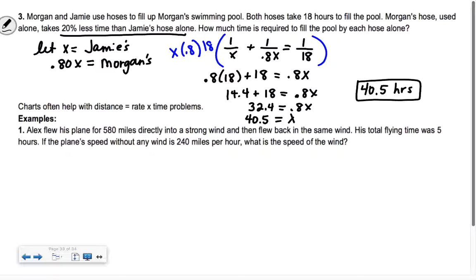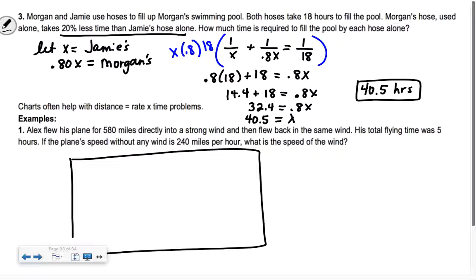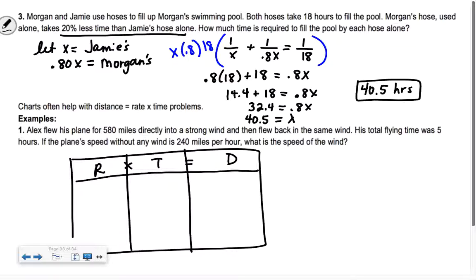Okay, so we're going to set this up. We're going to do a little chart, and we're going to do distance equals rate times time. So I usually do rate, time, and distance. And I know that rate times time is equal to distance. We talked about that formula just the other day. So let's say with the wind and against the wind.